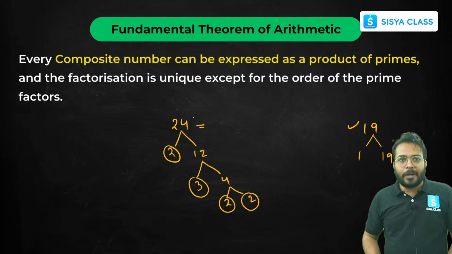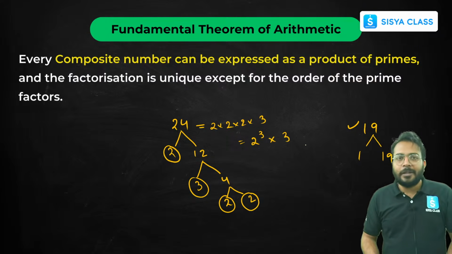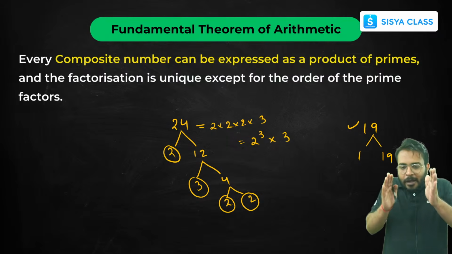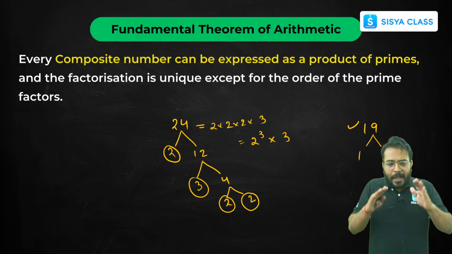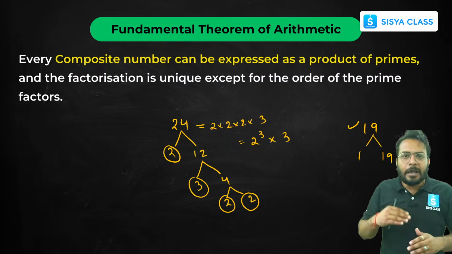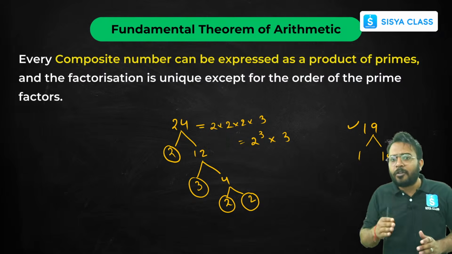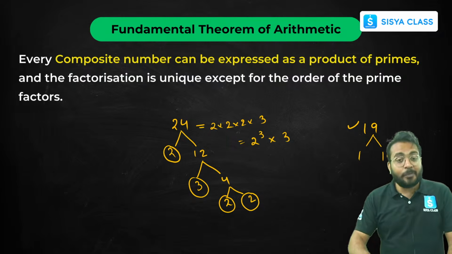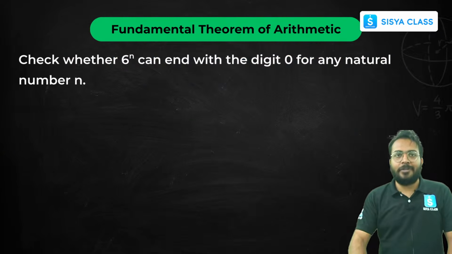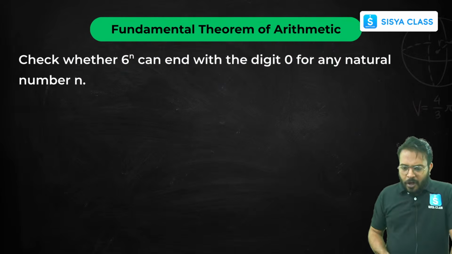Yes or no? That means it can be written as 2 into 2 into 2 into 3. That means it can be written as 2 to the power 3 into 3. Okay, fine. So this fundamental theorem of arithmetic says that if you have any composite number, it can be written as a product of two or more than two prime numbers, or as a product of prime numbers. Got it?